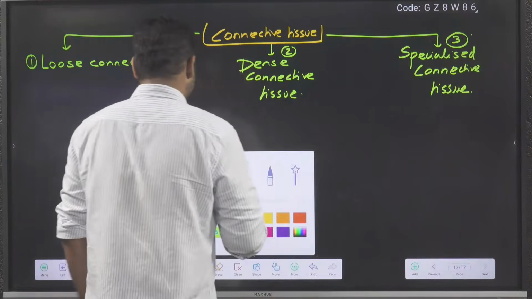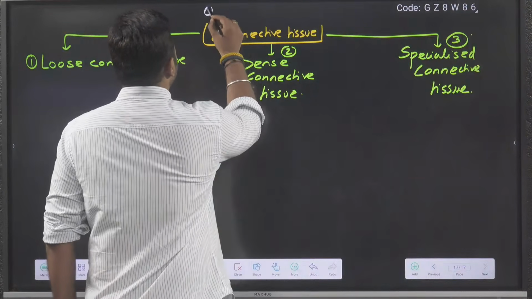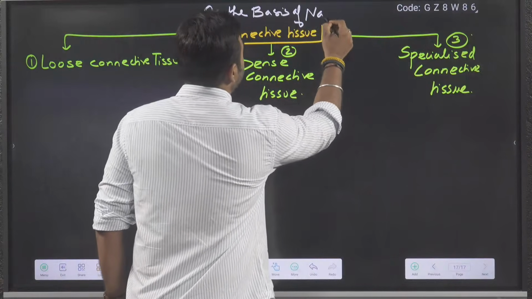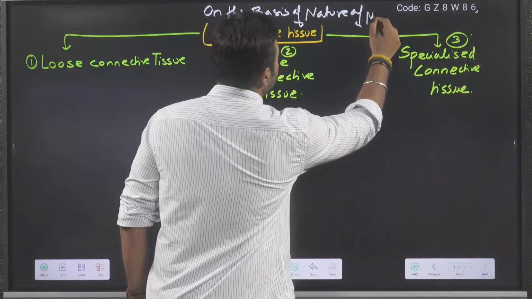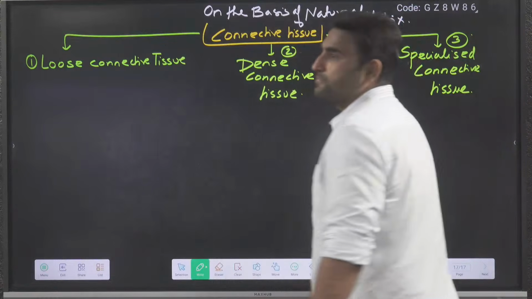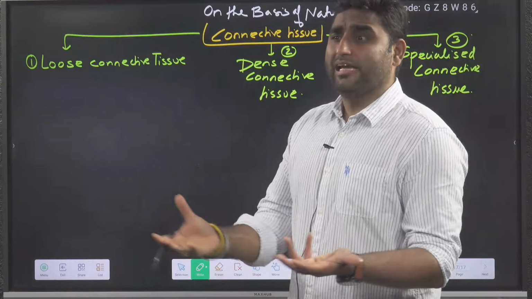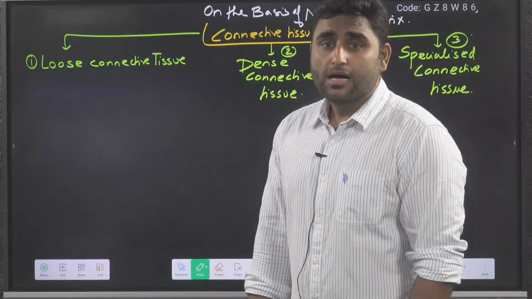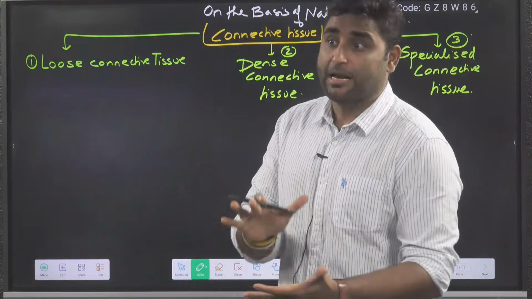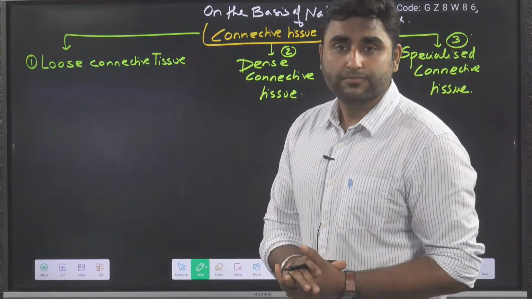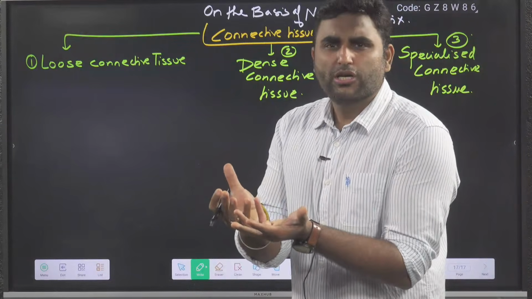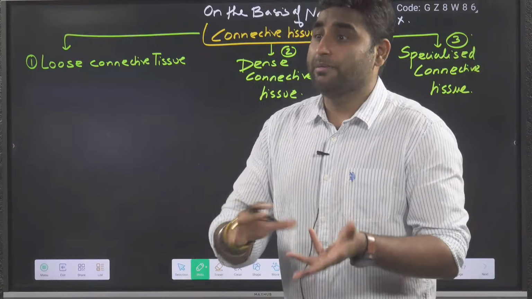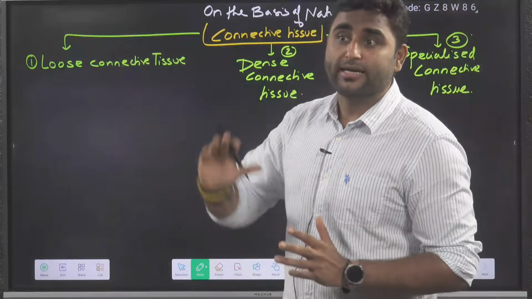On the basis of the nature of matrix, if the matrix is very liquid-like, fluid-like, you say fluid connective tissue. If the matrix is filled with fibers, fibers are packed, you will say dense connective tissue. If the matrix is very loose, not very liquidy, not very fluid, not very dense, so it becomes a semi-fluid, loose connective tissue.